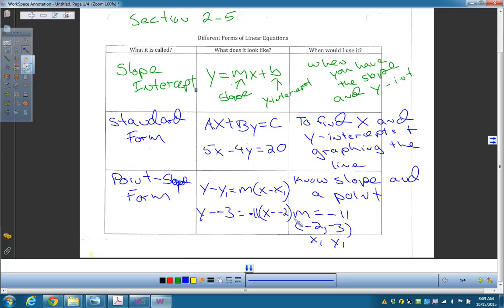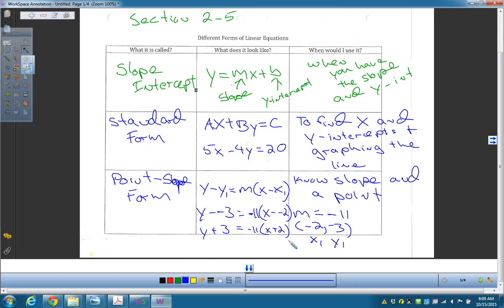Okay? And then I simplify that to y plus 3 equals negative 11, what's a minus? A minus? Plus x plus 2. And this is that same equation that we came up with, but it's in point slope form. Same equation, different form. I could change this into slope intercept form by multiplying this through and subtracting 3, and I would have gotten y equals negative 11x minus 22 minus 3, which would have been minus 25, which is what I got. Do you follow that? Okay?